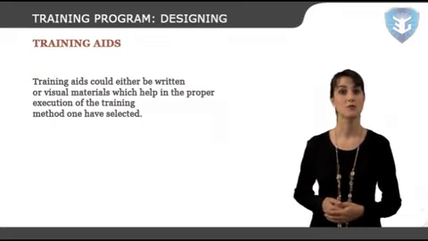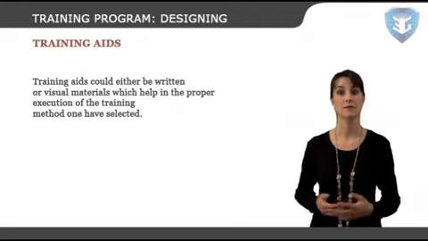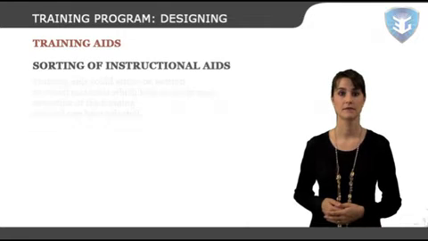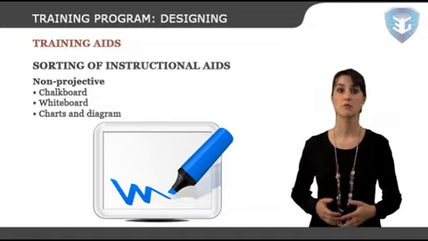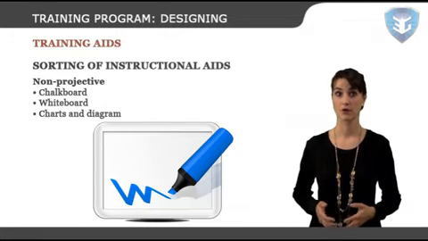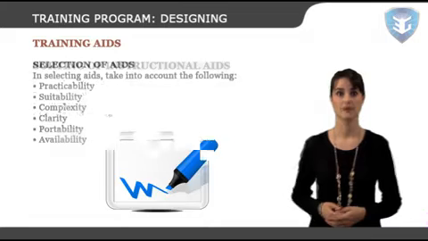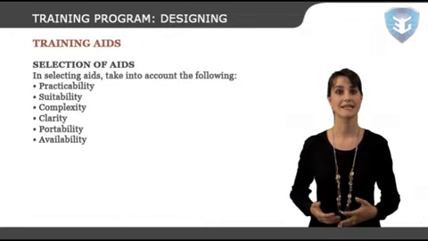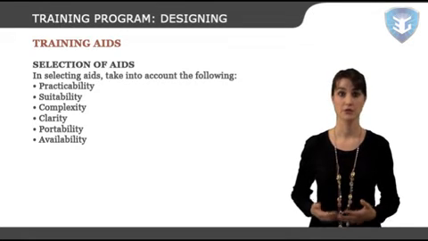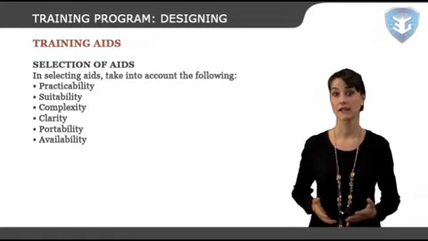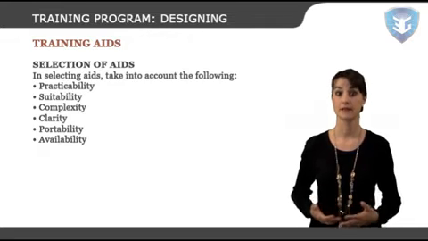Training aids could either be written or visual materials which help in the proper execution of the training method one has selected. Sorting of instructional aids. Projective: motion pictures, videos, color slides. Non-projective: chalkboard, whiteboard, charts and diagrams. Selection of aids. In selecting aids, take into account the following: practicability, suitability, complexity, clarity, portability, availability.